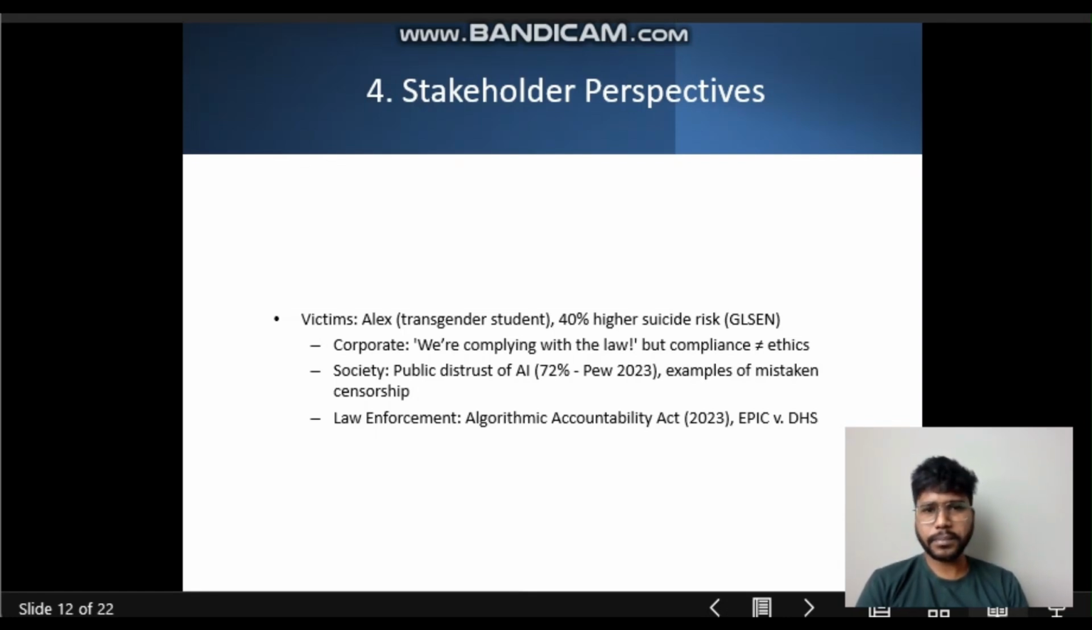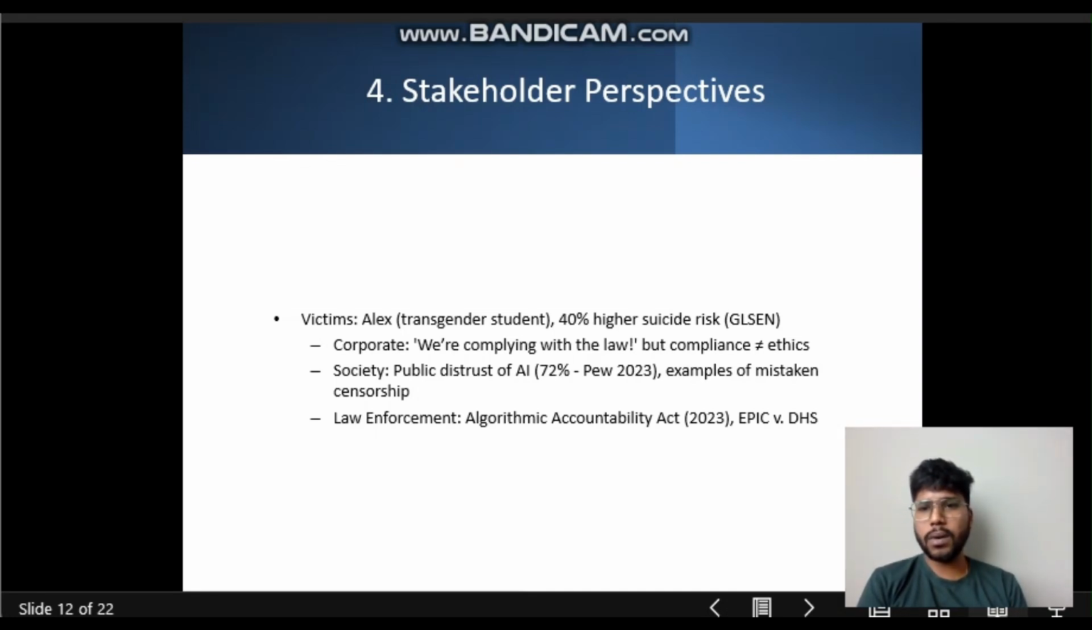So let's talk about that. First of all, assume all these things. Let's start with the victims, Alex, as you can see over here. Those directly harmed by Blocker Plus or blocking. Imagine a high school student named Alex, who is transgender.